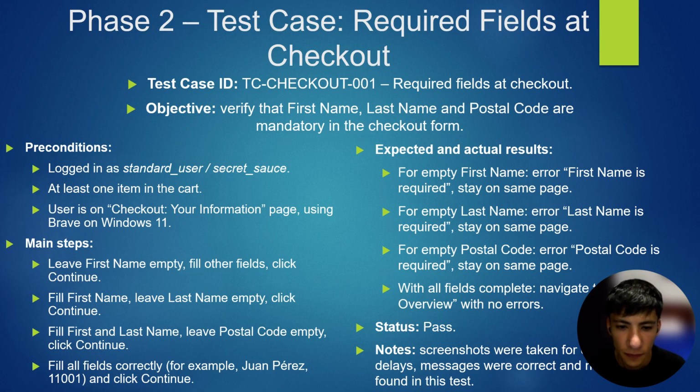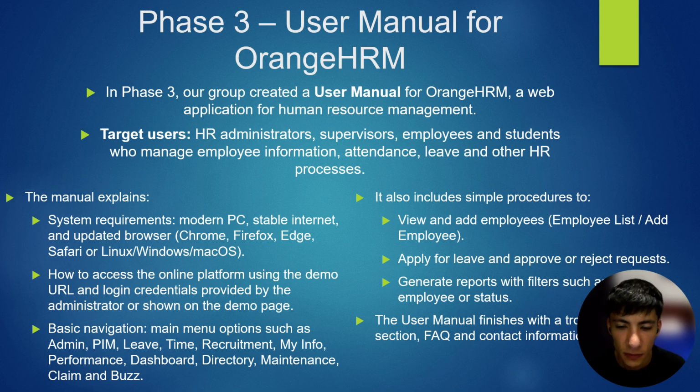Then, for phase 3, I designed documentation for a new application called Orange HRM. It's a web HR system for human resource management. Well, first we create a user manual. The user manual explains the system requirements.